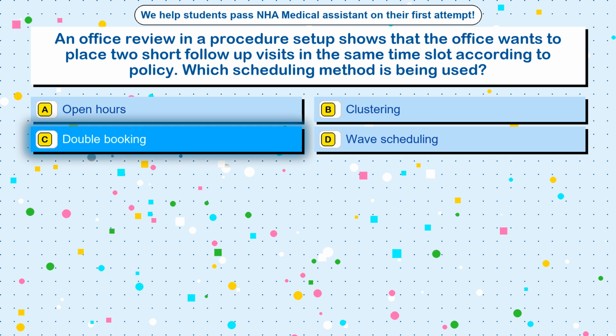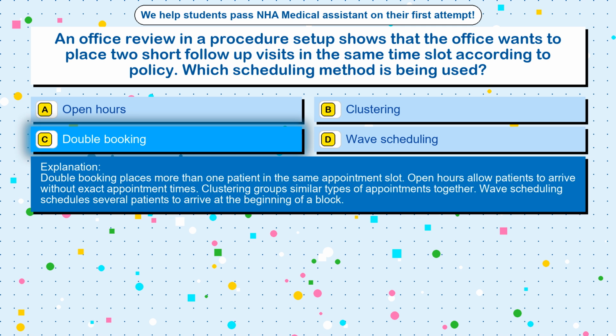The correct answer is option C, double booking. Double booking places more than one patient in the same appointment slot. Open hours allow patients to arrive without exact appointment times. Clustering groups similar types of appointments together. Wave scheduling schedules several patients to arrive at the beginning of a block.